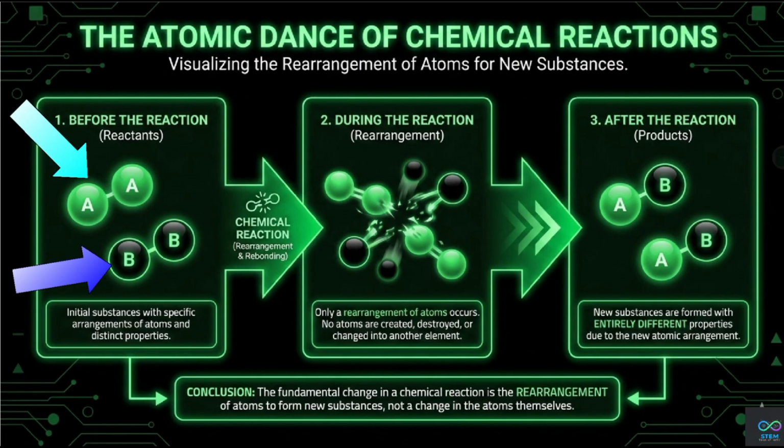Now look at the conclusion. It says the fundamental change in a chemical reaction is the rearrangement of atoms to form new substances, not a change in the atoms themselves. Comment below. Why does water have different properties from hydrogen and oxygen even though it is made from them? Whenever you see a change in daily life, ask yourself, is a new substance formed? Are properties changing permanently? If yes, you are witnessing chemistry in action.